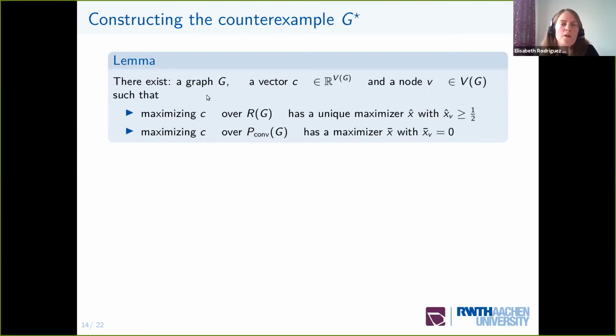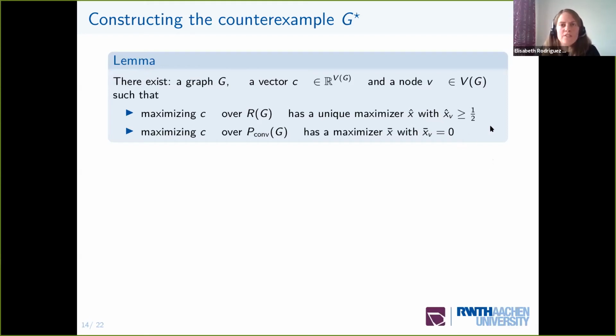But I will show you why it is plausible that we have these things. Remember that by hypothesis of the only if part, our formulation R is not equivalent to the convex hull, which means that there exists a graph, this graph G, for which these two polytopes are not equal. This means that we will have at least one optimization direction given by C, for which we obtain different optimal solutions. They will differ in at least one coordinate. So this is a general idea.